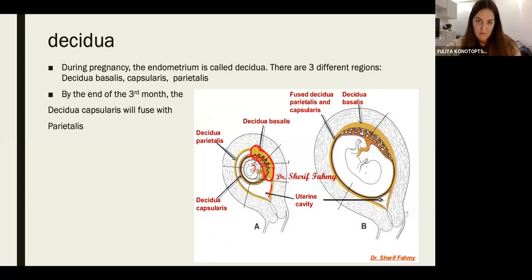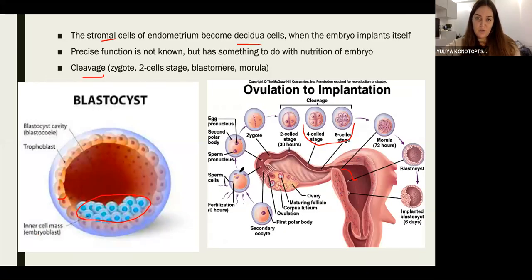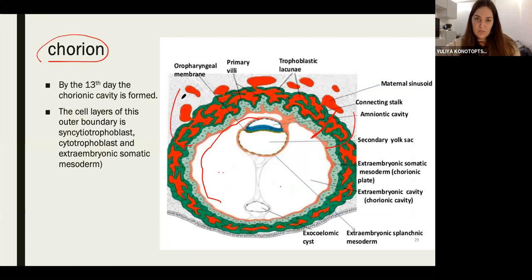So these areas that you can see on this picture are here. The top one is the chorion frondosum. You can see it has lots of protrusions. These protrusions are called villi. We'll talk about them in a sec. And then at the bottom, you can see that there aren't any protrusions, right? So it's just syncytio, cyto, and somatopleuric mesoderm. That's it. So this is the chorion laeve.